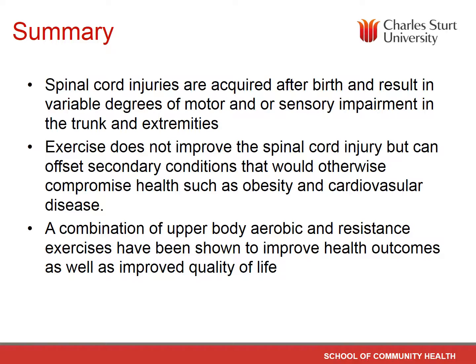Just as a summary, so spinal cord injuries are acquired after birth and result in variable degrees of motor and sensory impairment in the trunk and extremities. Exercise does not improve the spinal cord injury, but can often offset secondary conditions that would otherwise compromise health, such as obesity and cardiovascular disease. A combination of upper body aerobic and resistance exercises have been shown to improve health outcomes as well as improve quality of life.